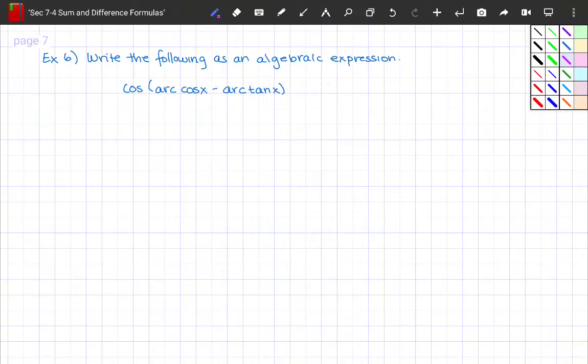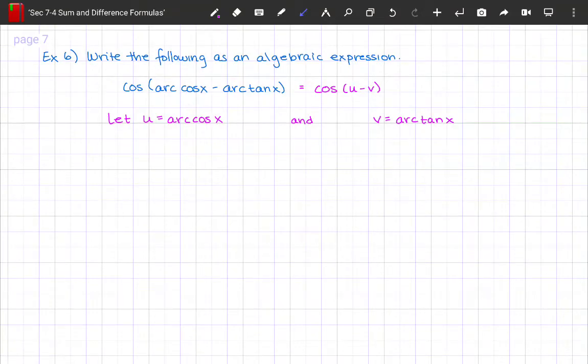So let's see, if I let u equal arc cosine x and v equal arc tan x, then what I'm really doing here is cosine of u minus v. It's just in disguise. And then it's kind of a combination of what you've done in the past. You're going to want to draw the triangles and then kind of work from there.